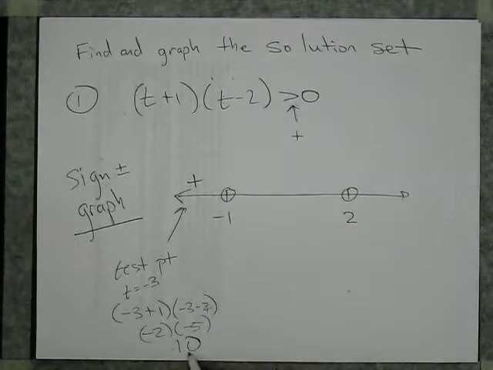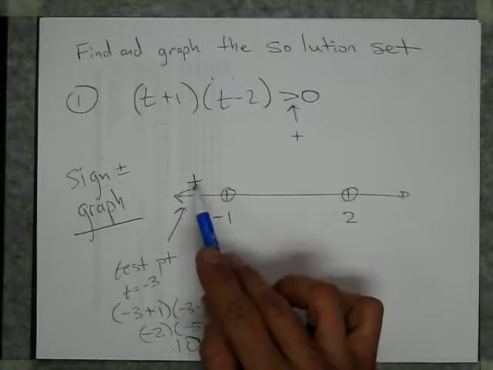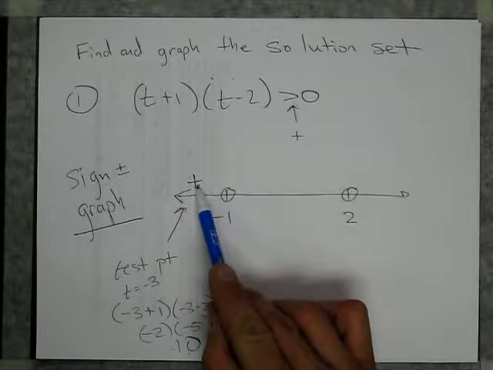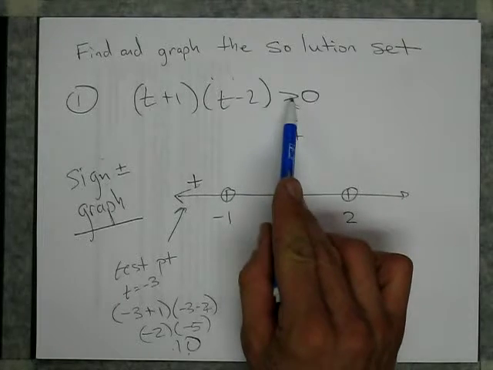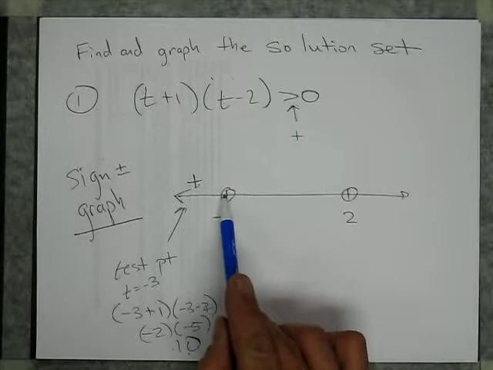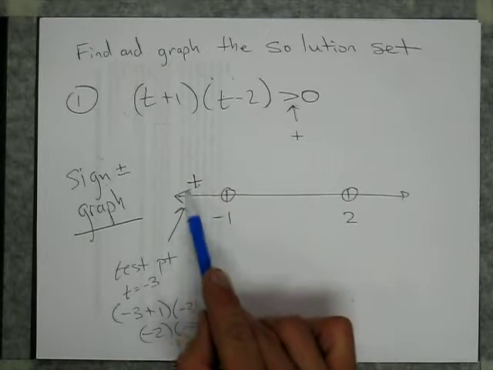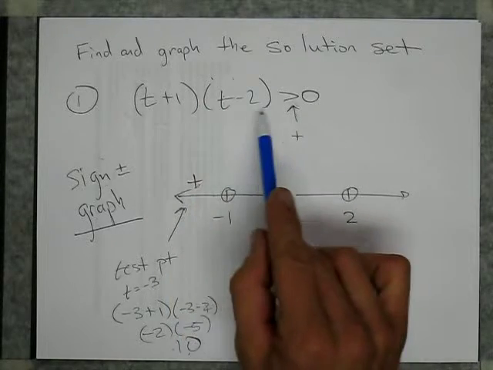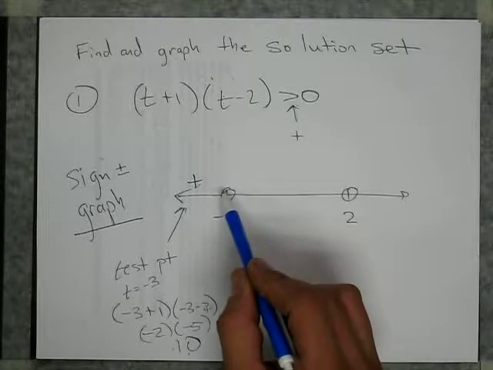We're not worried about the number 10. We're only worried about if the number 10 is positive or negative. So in this case, it's positive. Again, note, we are looking for what type of values? Values that are greater than 0. So any number to the left of -1 is going to yield a positive. Therefore, we will have positive values to the left of -1, so that's what we want.